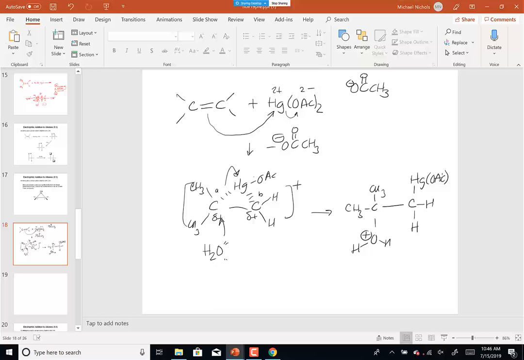And then what's going to happen next? This is getting real tedious. Then next, what's going to happen? I'm going to lose the H plus from the water. So I'm going to lose H plus. And now I will have added an OH to the most substituted carbon. And now I will have a mercury acetate attached to the right-hand carbon, the less substituted.